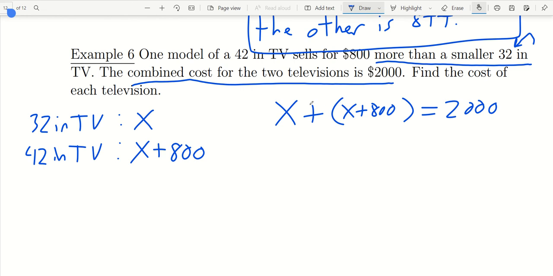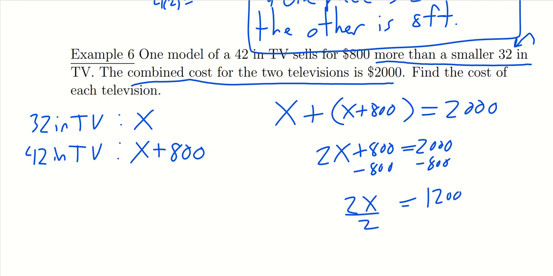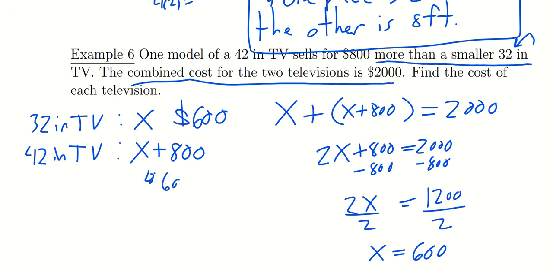Let's solve this. X plus X gives us 2X plus 800 equals 2,000. We want to isolate X, so I'm going to subtract 800 from both sides. We get 2X equals 1,200. And then lastly, divide both sides by 2. We find that the value of X is 600. That value of X represented the cost of the 32-inch TV. So that's going to be $600. The 42-inch TV is going to be X, which is 600, plus 800, which would be $1,400.